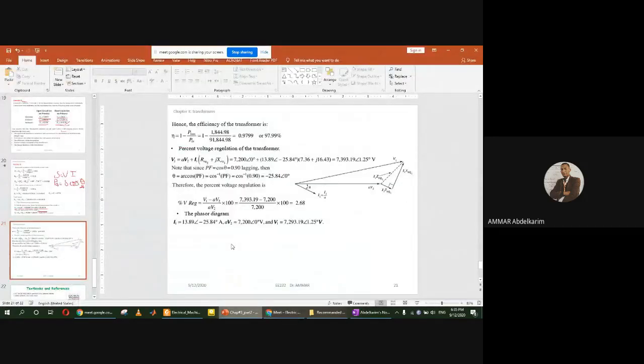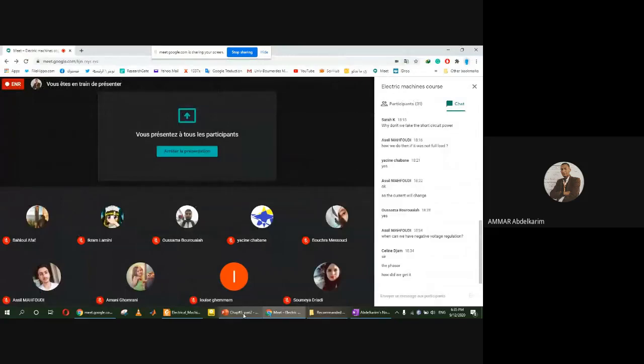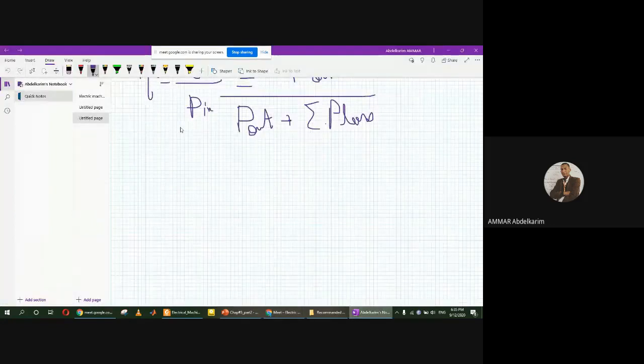The phasor, yeah. We have negative voltage regulation in the case, I think, when we have a leading power factor. So the angle will be on the other side. The phasor, how do we get it? I think you haven't seen before how we have drawn the phasor. So I will repeat it.